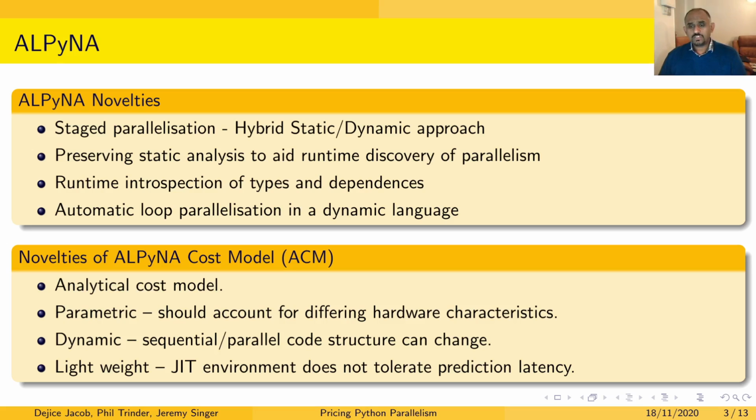Now, ACM fits into this mold, and it's an analytical cost model. It's parameterized on the hardware characteristics of the accelerator that it's trying to JIT compile for. Now, it's dynamic in that if Alpina changes the code based on the dependence structure that emerges at runtime, the cost model adapts to this. And it's lightweight because in a JIT environment you don't want any prediction latency.